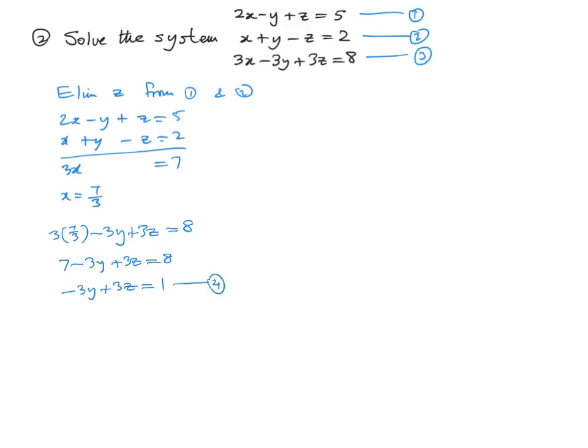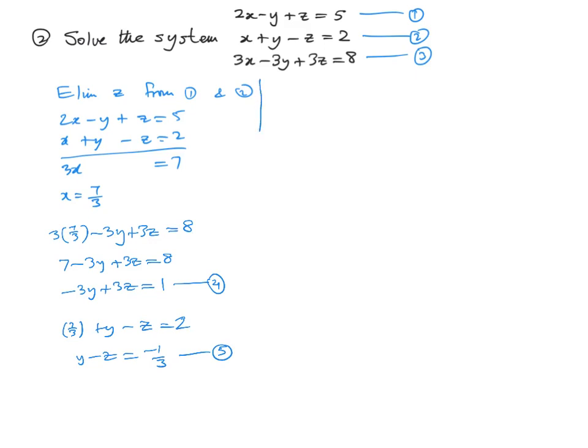And let's substitute that 7/3 into equation 2 as well. So let's see what happens there. So 7/3 plus y minus z equals 2. And so I subtract 7/3 from both sides. So y minus z equals negative 1/3. That's going to be equation 5.